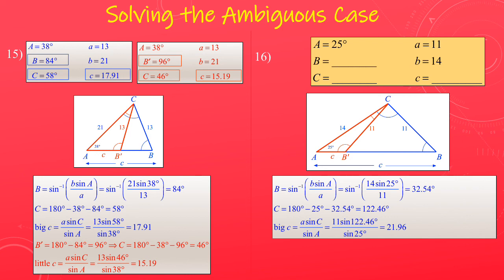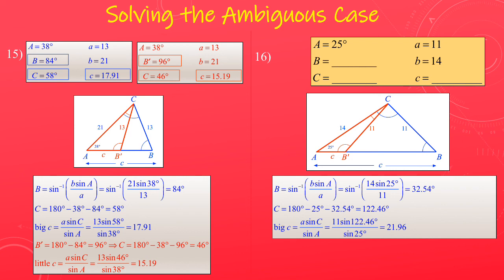Angle B is equal to the inverse sine of b sine A over a, which is the inverse sine of 14 sine of 25 degrees over 11. And we get 32.54 degrees. Since there was no mention of putting our answer in degrees minutes, we will just leave it in decimal degrees. Therefore, angle C is equal to 180 degrees minus 25 degrees minus 32.54 degrees, or 122.46 degrees.